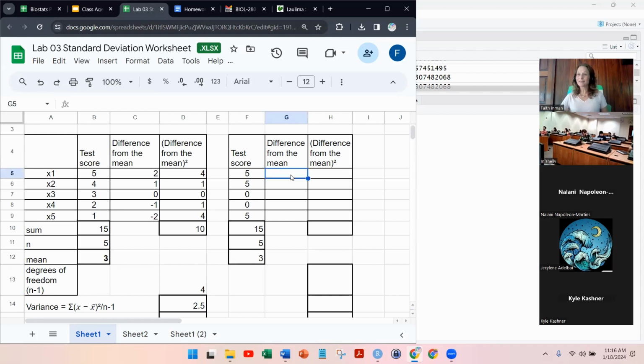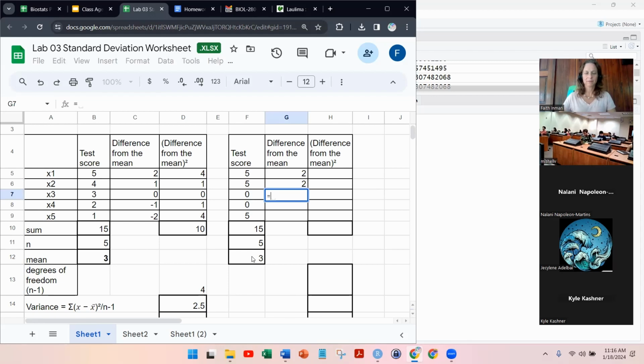Okay. Now the difference from the mean, again, is calculated the same here as for the last example. You just say equals test score, that's your data point, minus the mean value of 3, right? Enter. Equals test score minus mean.